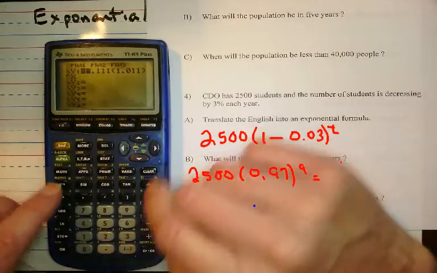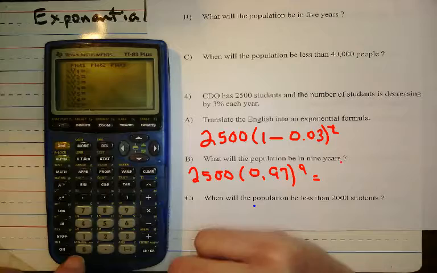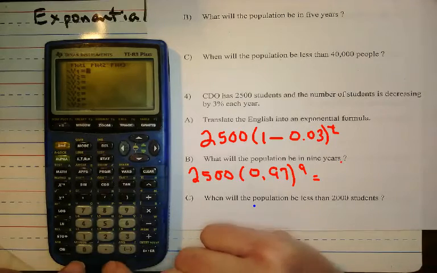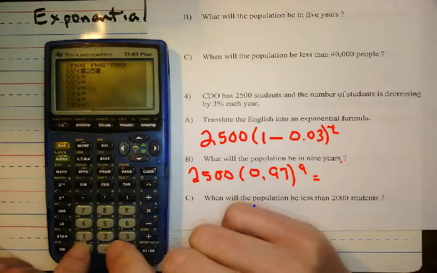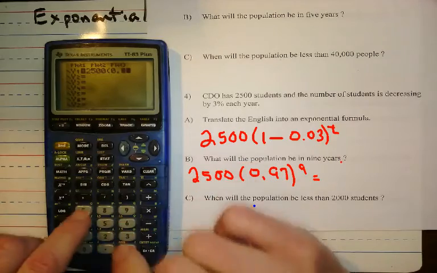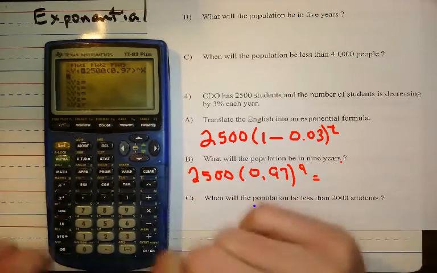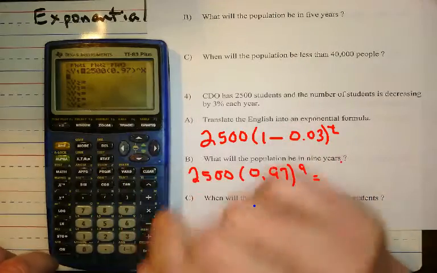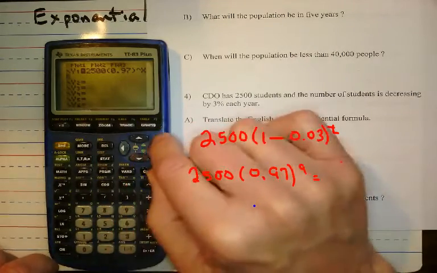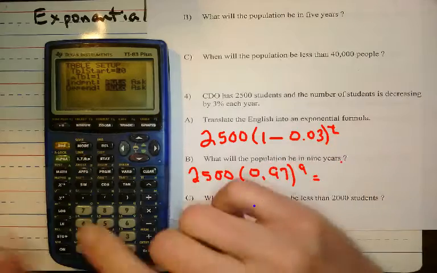So here we go. Got to clean out my old one. And I type in the value 2,500. And then 0.97 raised, and I'm going to put it in the X power so I can see what's cooking. And I want to go to 9 years. So I need to set my window.